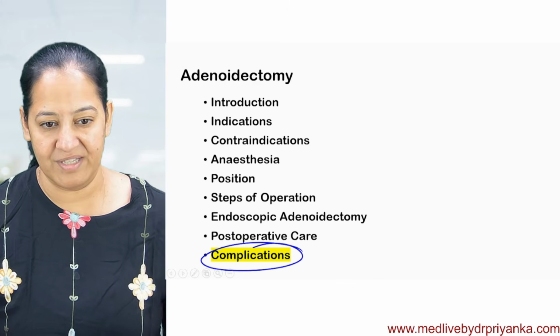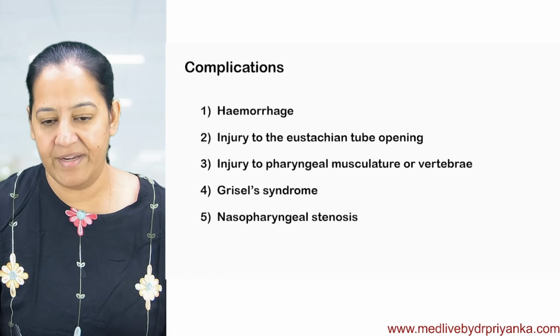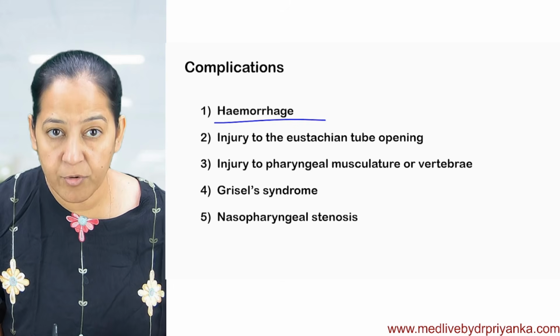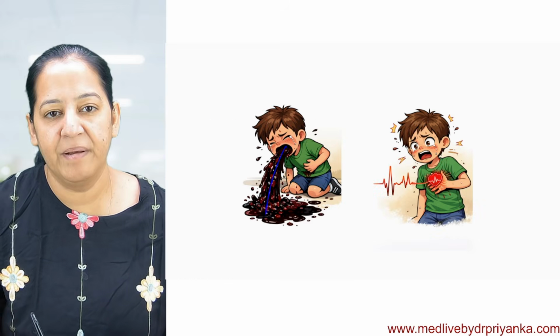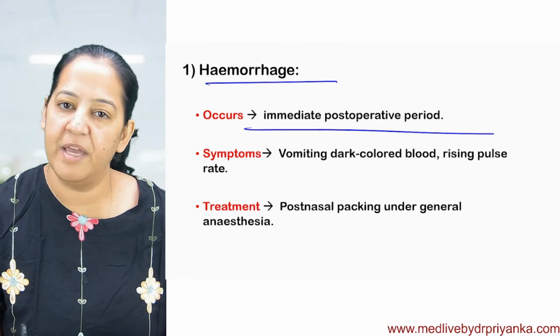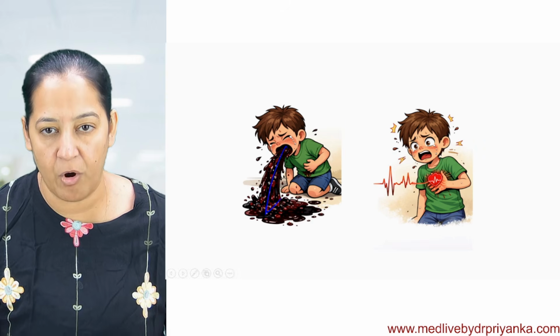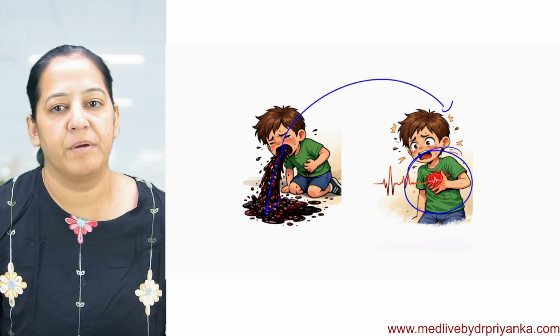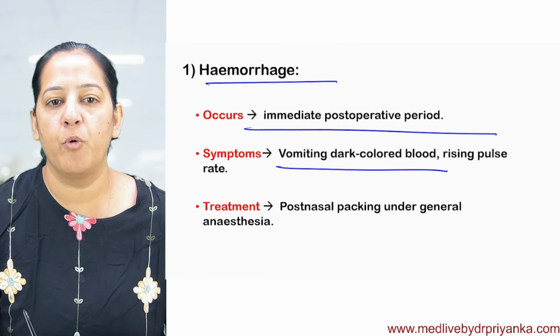Finally, the complications of this surgery. What are the complications of adenoidectomy? Can you tell me the complications of adenoidectomy? Most important, there are 5 complications. Most important is hemorrhage, bleeding. Bleeding occurs after the surgery. It can be in the immediate post-op period. The bleeding is dark, black, vomitus is dark brown in color, and there is increased pulse rate because of the bleeding. To prevent or treat this, we have to do a post-nasal pack.